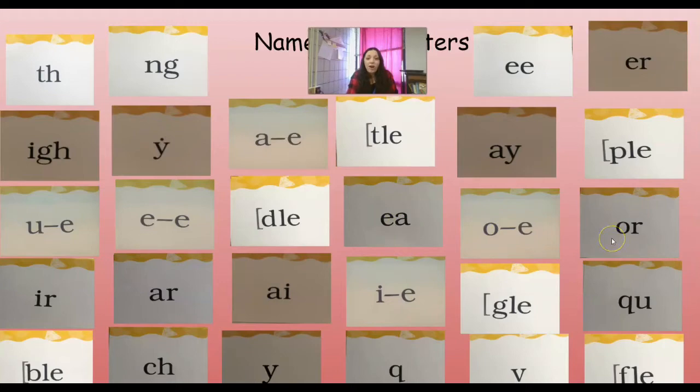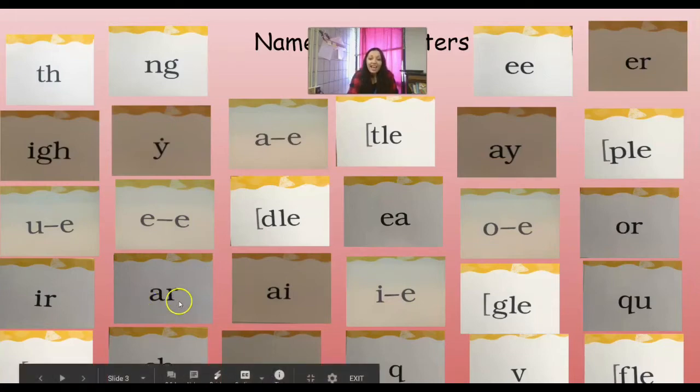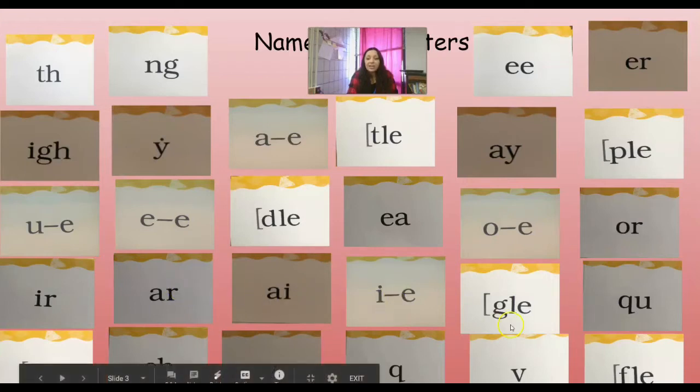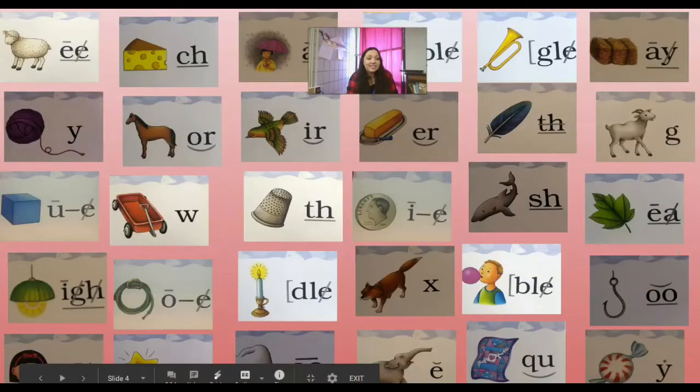Combination OR. Combination IR. Combination AR. Digraph AI. A consonant E. Final syllable GLE. Combination QU. Final syllable BLE. Digraph CH. Y. Q. V. Final syllable FL.